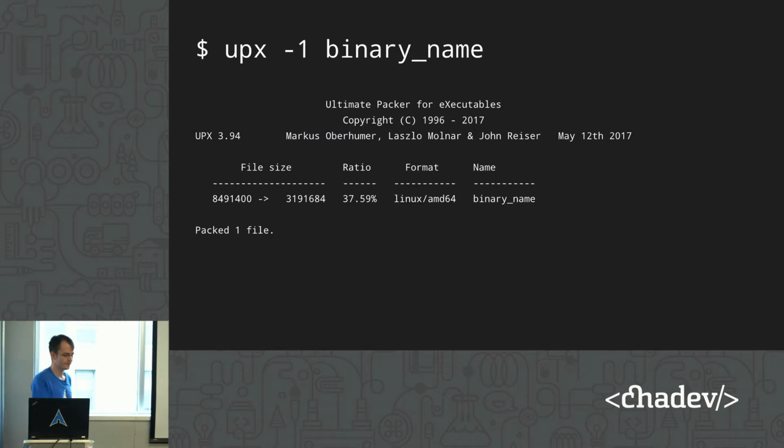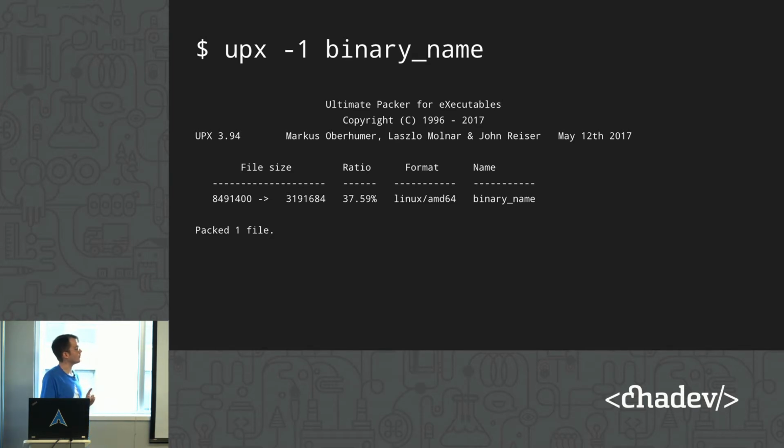So the way that works is it wraps up your executable, and it changes the entry point of your binary to point to its own decompressor, right? So your new binary that you get out of it is a file where the entry point points to the UPX decompressor, which unpacks your real binary at runtime and then executes it.